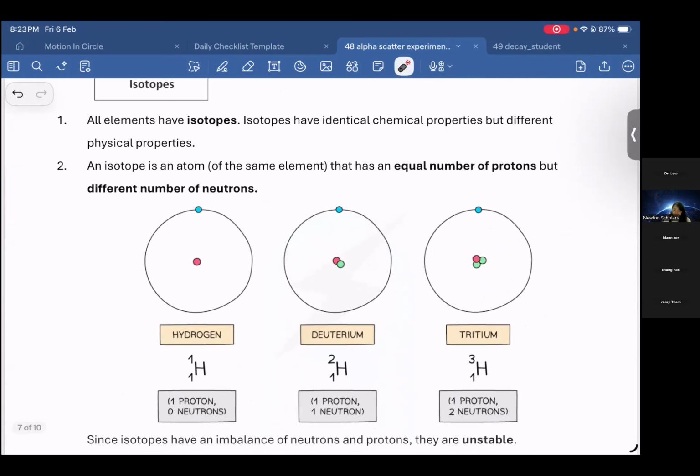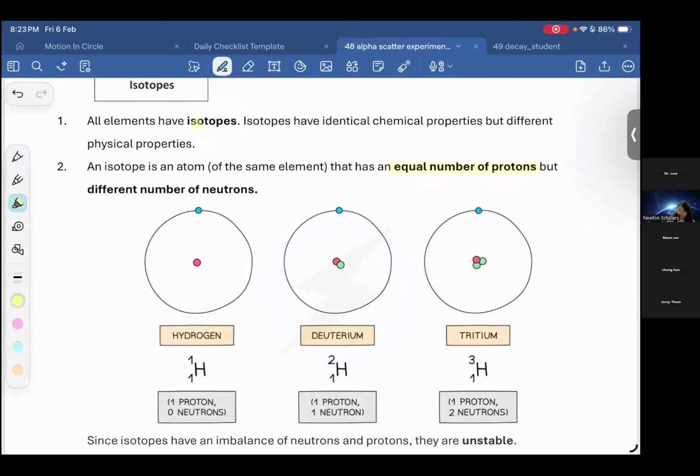Okay, all elements have isotopes. Isotopes have identical chemical properties. Okay, why? Isotopes will have an equal number of protons. Just now I did tell you that an atom is neutral. So an equal number of protons means an equal number of electrons also, right?